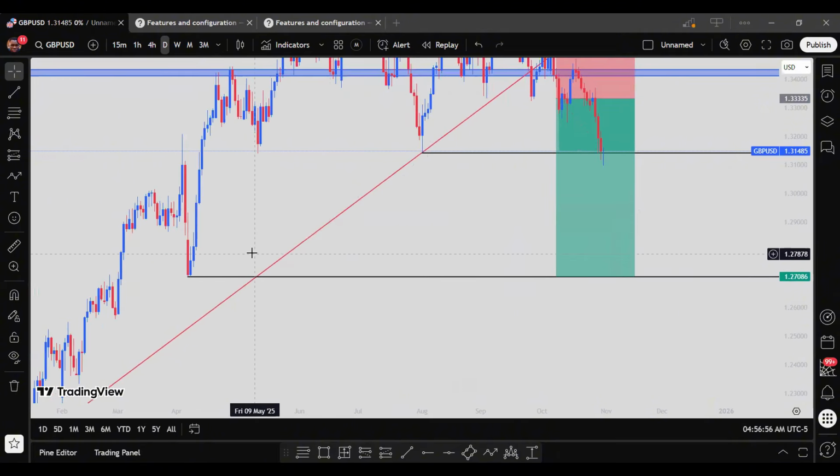and my second TP is around this demand level. So we have a demand zone here, and that's why I put my TP here. We are definitely going to see a reaction if price goes into this zone. There's clearly going to be a reaction at this level.